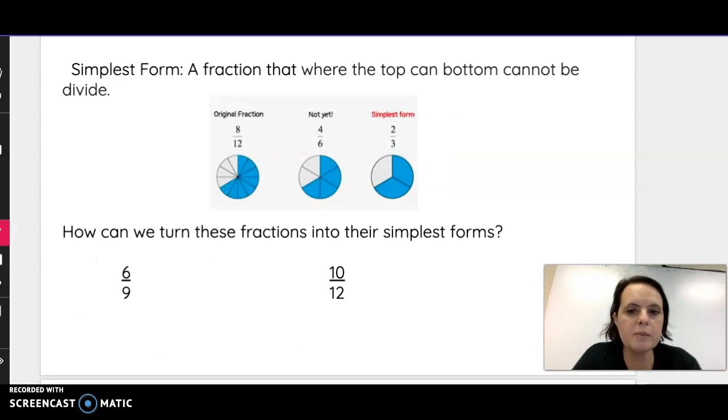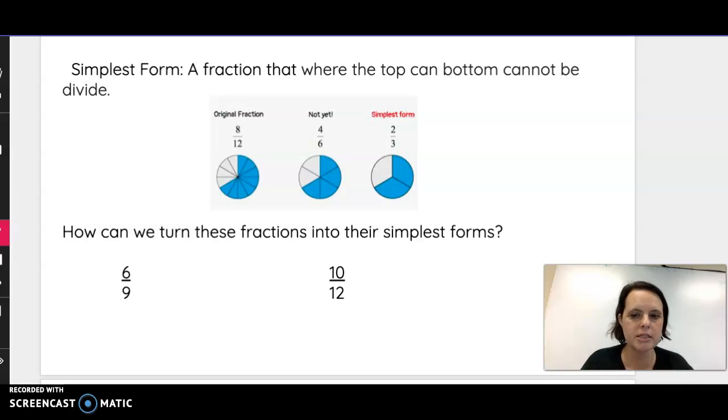Now we're going to talk about simplest form. Simplest form is when we take something that's broken up into a lot of pieces and try to make those pieces bigger. So it's the same amount, just like equivalent fractions, but now instead of breaking them up into smaller pieces, we are kind of combining them into bigger pieces.